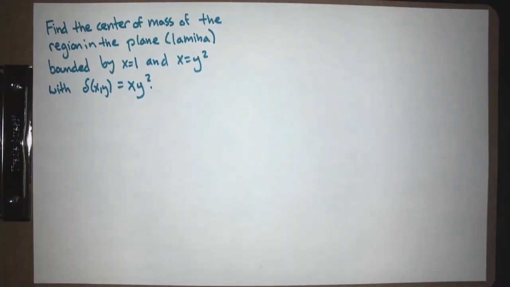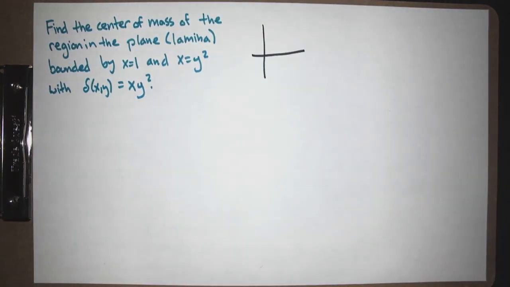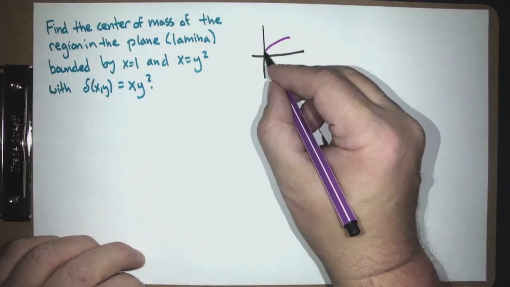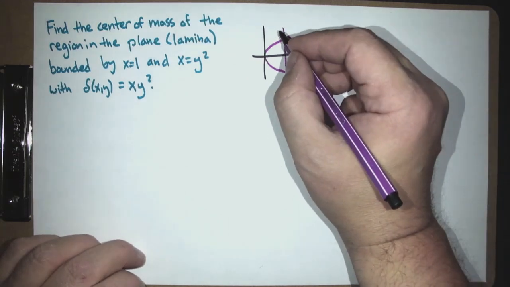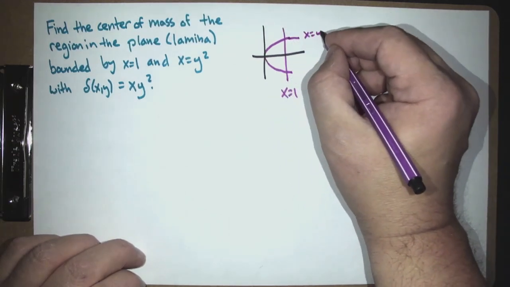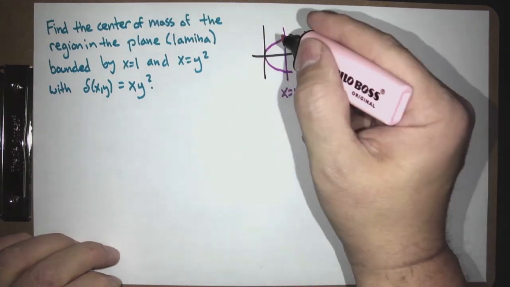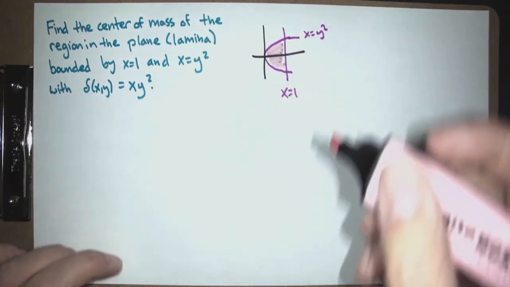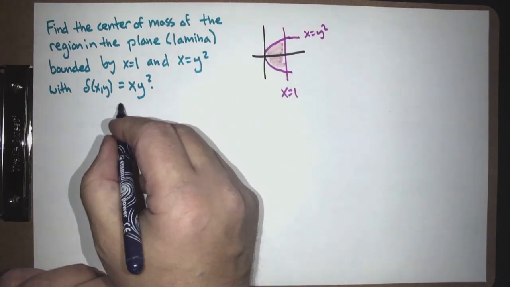Okay. Find the center of mass of the region in the plane, the lamina, bounded by x equals 1 and x equals y squared, with density delta of x, y equals y squared. Now, this problem might sound vaguely familiar. Have we seen anything like this before? No? Oh, that's a shame. It would have helped if we'd seen something like it before. You sure? Got to start from scratch. Okay, so our density is x y squared.